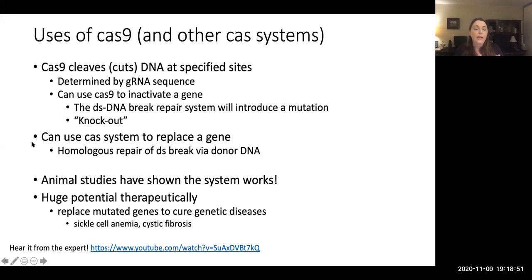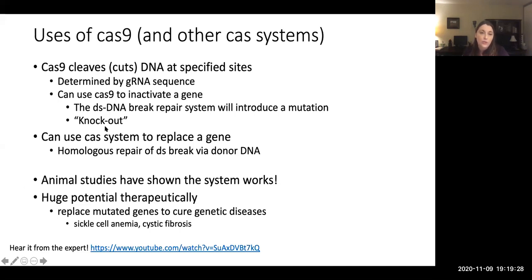Okay. Now there are other methods that can be used to actually insert a gene. You would have to, in addition to introducing this whole system, the CRISPR Cas9 system, you would also need to introduce the donor DNA. And it's a little more work, but we can do it, and we have done it in animal models.